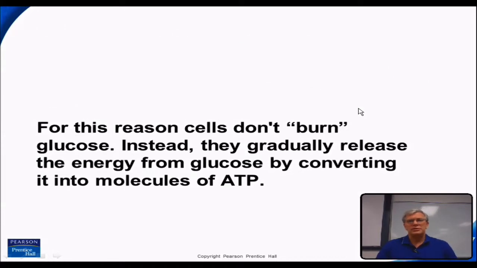All right, so for this reason we don't burn glucose. Instead, we gradually release the energy from glucose by converting it into ATP molecules.